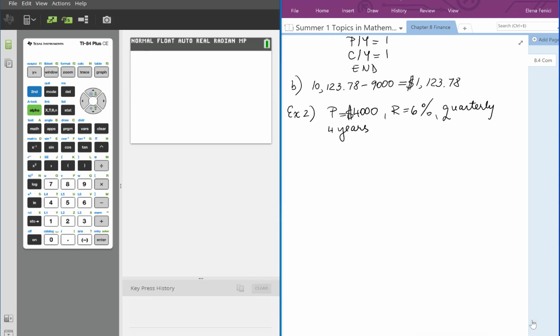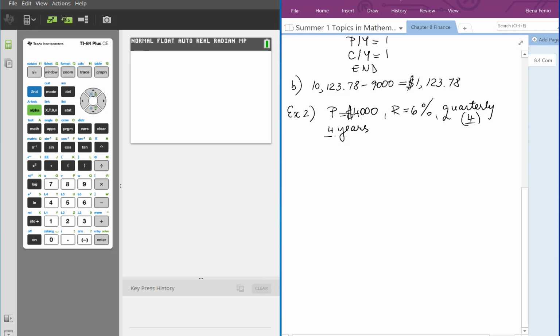Okay, let's do another problem. This time you have $4,000. You put it in a bank at 6% interest rate, which is compounded quarterly. So keep in mind that would be a 4, right? 4 times per year. And it's for 4 years. So this 4 and this 4 have nothing in common.